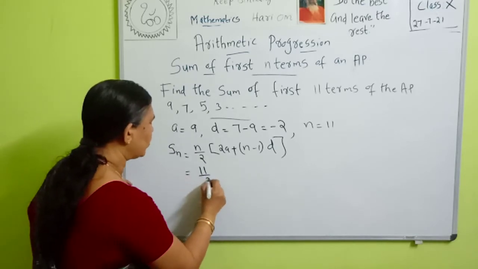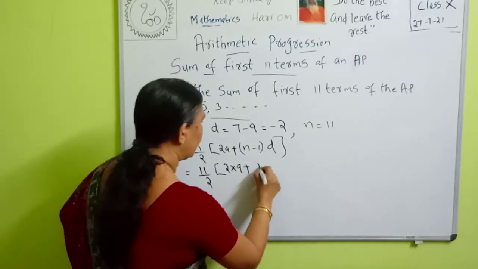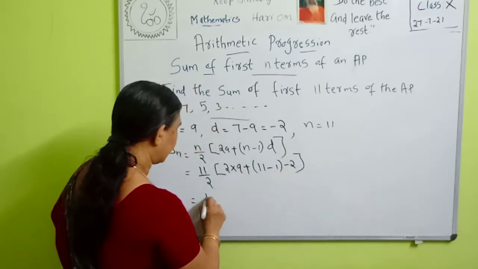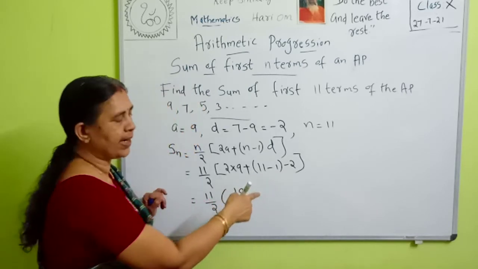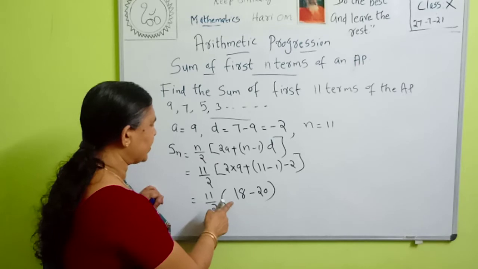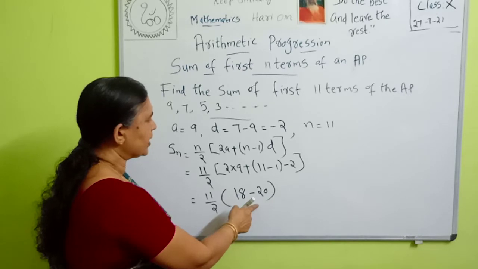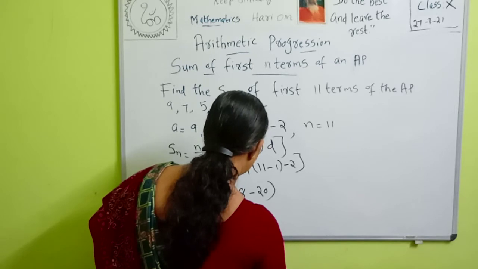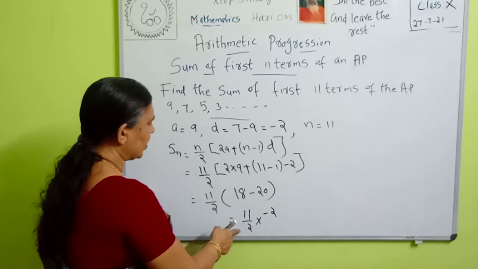So 11 by 2 into 2 into 9 plus 11 minus 1 into minus 2. That is equal to 11 by 2 into 18. 11 minus 1 is 10. 10 into minus 2 is minus 20. 2 into 9 is 18. Then it is equal to 11 by 2 into minus 2.